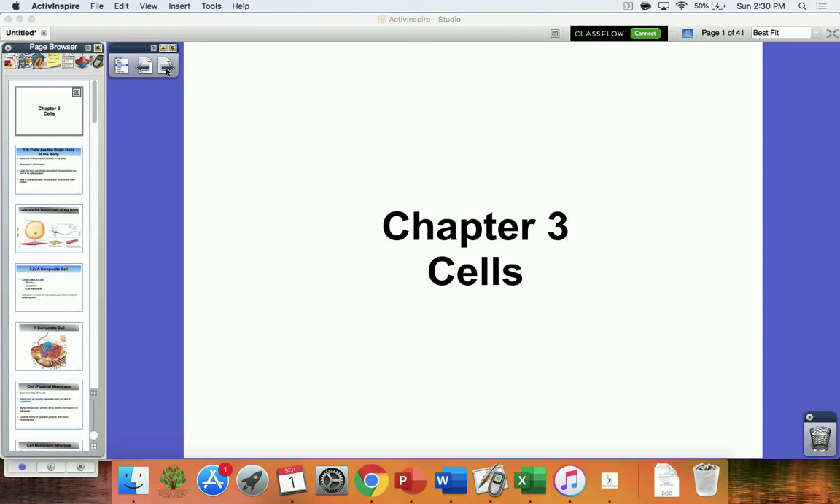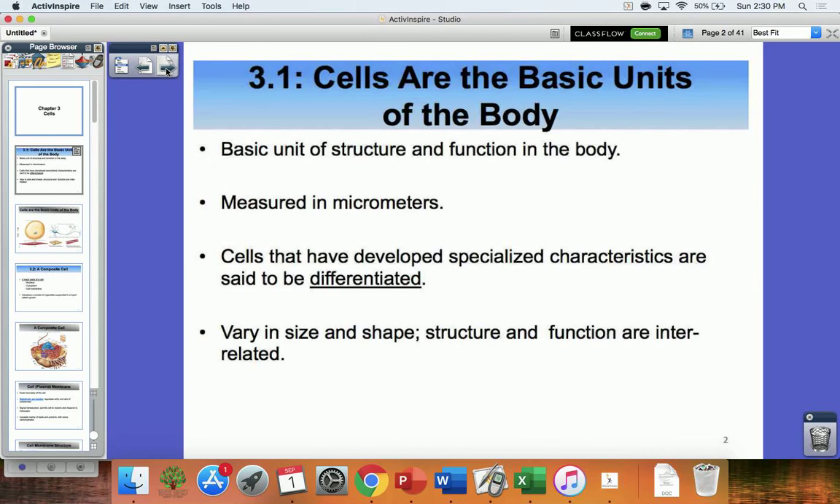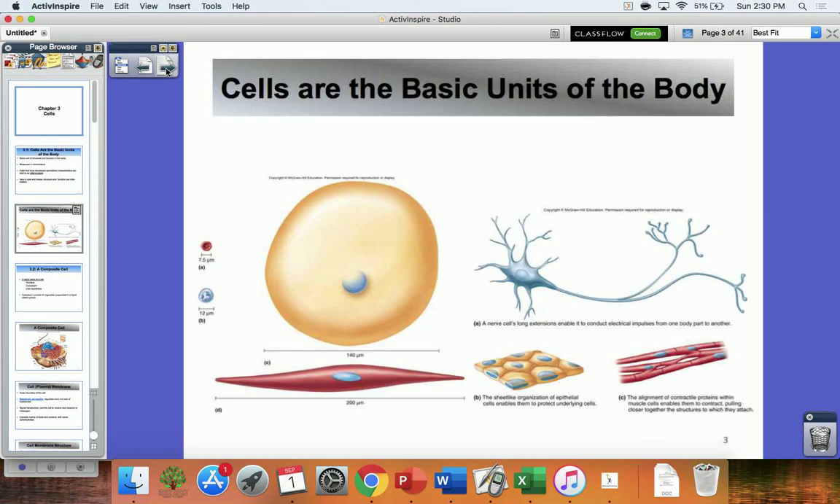Starting with the very beginning, we know what a cell is. As we went over the levels of organization, we know that the cell is the basic unit of life, and we have many different types of cells. The reason why we call them differentiated is because they have various shapes, sizes, and functions. And this slide here shows us the wide variety of cells that we have in the body.